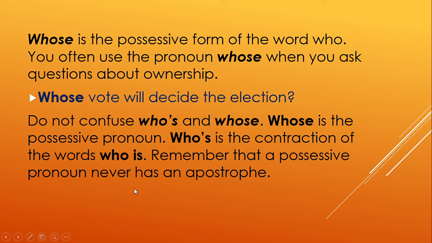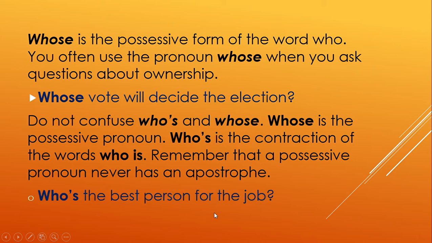Remember that a possessive pronoun never has an apostrophe, like its, like that is its shoe or its head. You wouldn't say it's because that's for it is. It's like possessive, its, same thing for whose, W-H-O-S-E. So who's the best person for the job? Like who is the best person for the job? Whose sister is she? The sister is showing possession. Whose? To whom does the sister belong? Whose sister? Okay. So now let's take a look at the try it out problems on page 291.